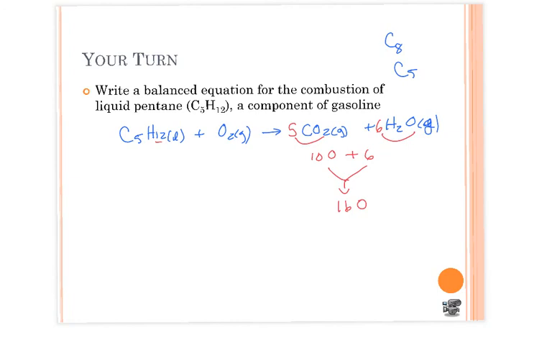Here we have 2. So what are we going to put? We're going to put an 8 here because 8 times 2 is 16. And so we will have 16 oxygens on this side. So our final balanced equation will be like so.